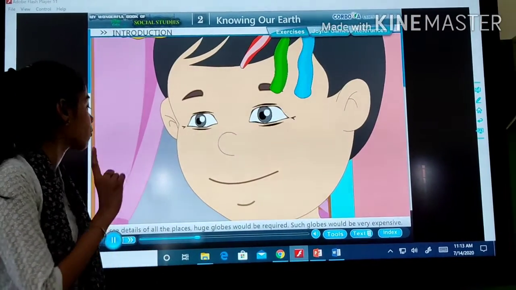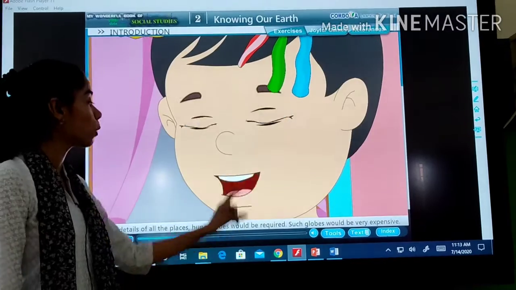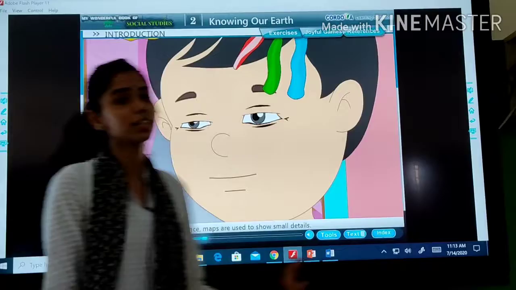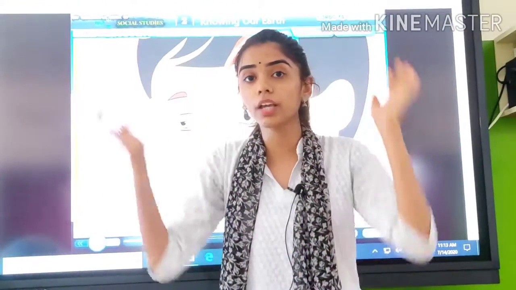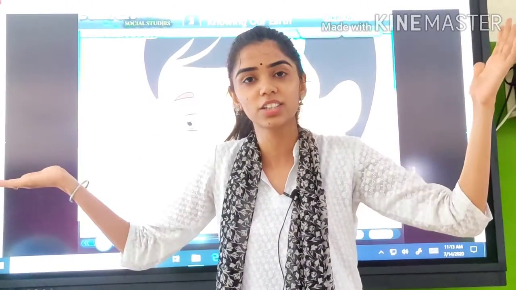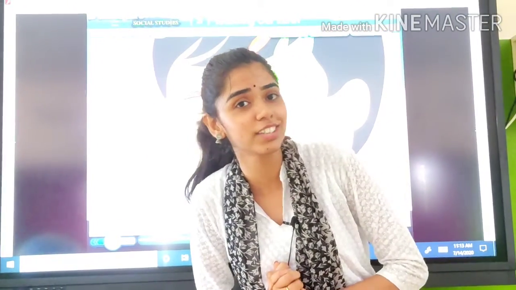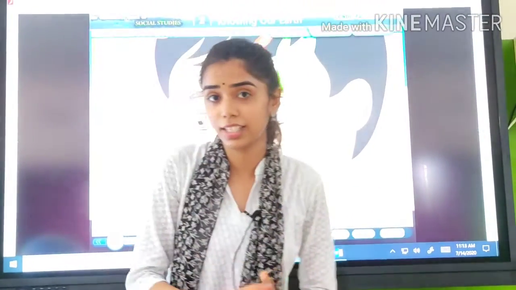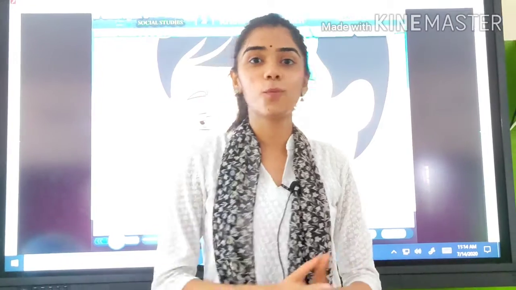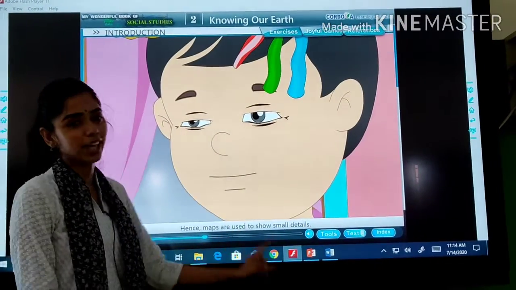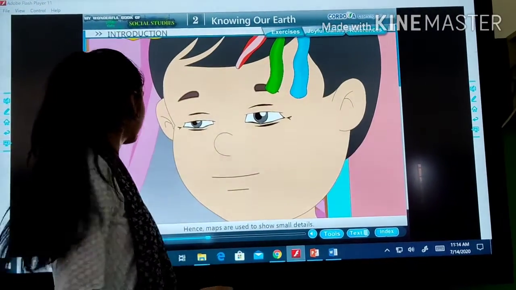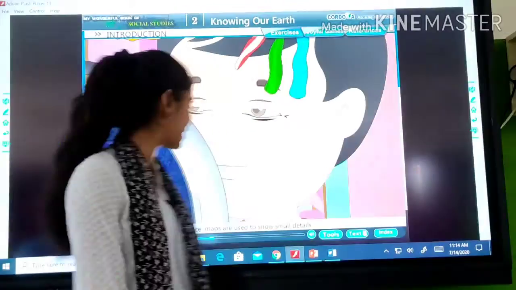To see details of all the places, huge globes would be required. But such globes would be very expensive. So to see all the areas of the globe, a huge globe would be required, even bigger than this. But that will be very expensive, children. So there are certain things made through which we can see all the places at a time. And what is it? Hence, maps are used to show small details. What is used? Maps are used to show small details.